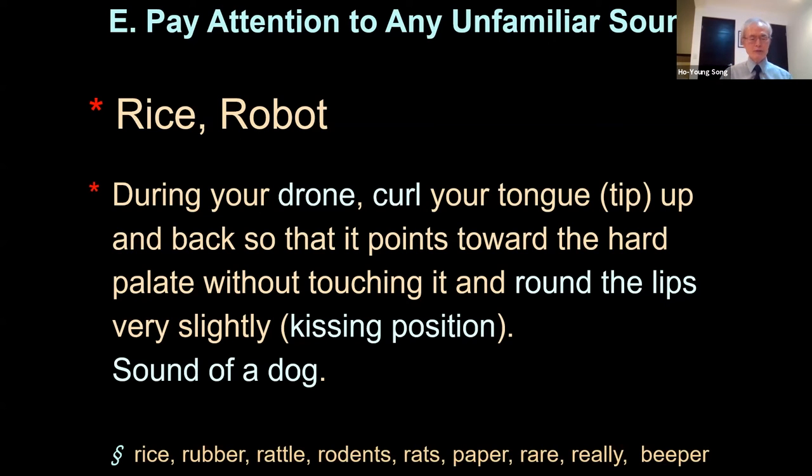So here's an example. Rice, rubber, rattle, rodents, wets, paper, wear, really, people, sleeper, robot, restaurant. So I repeated this one more than 100 times and also repeated it again and again. So I made it. This is time for Dr. Seredon, because Dr. Seredon is bilingual.